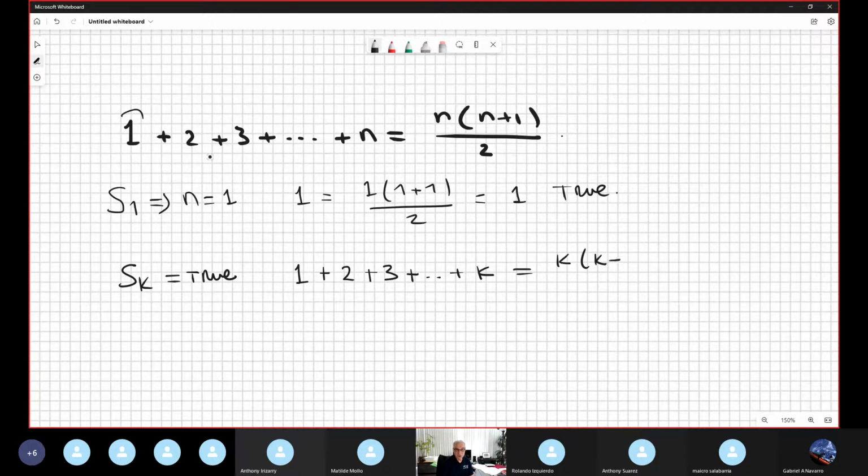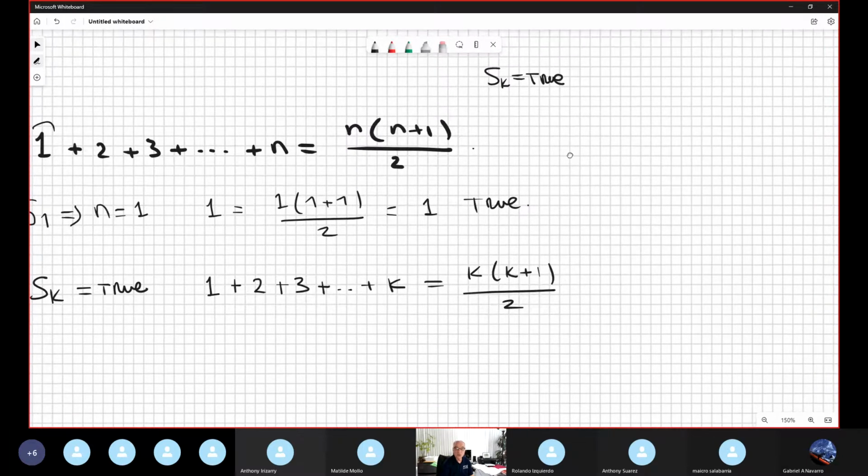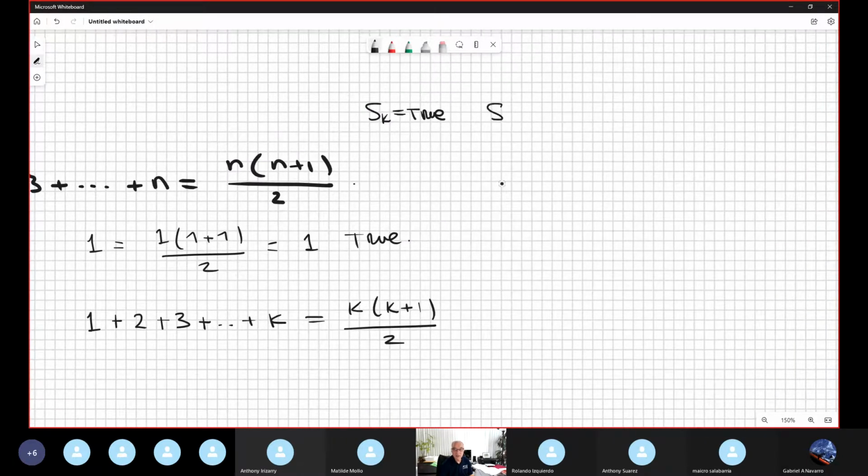So under the supposition that this is true, this is the assumption, I want to prove that S sub k being true implies that S sub k plus 1 is true. This is synonymous with saying one piece fell, the next fell also, which indicates S sub k plus 1 is true. And this process continues forever for any number.